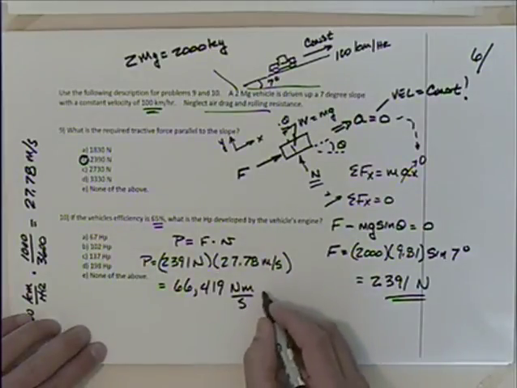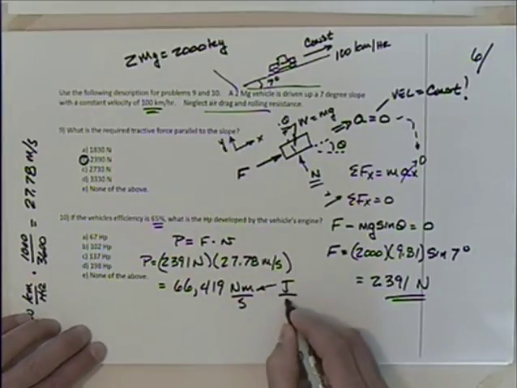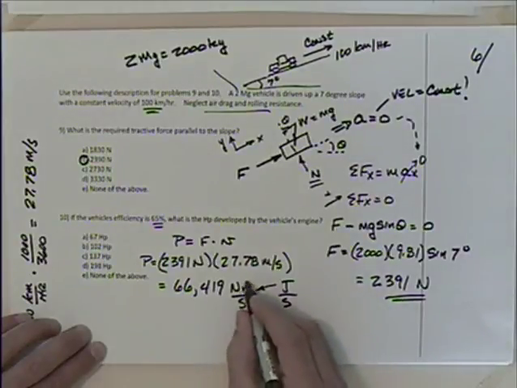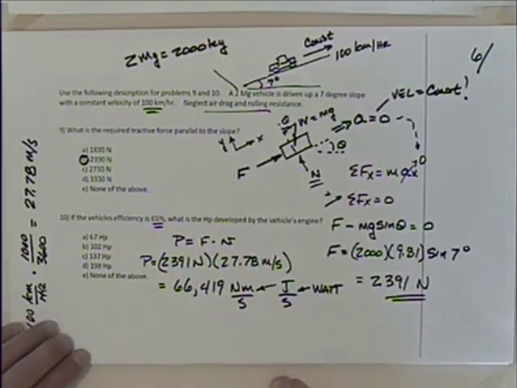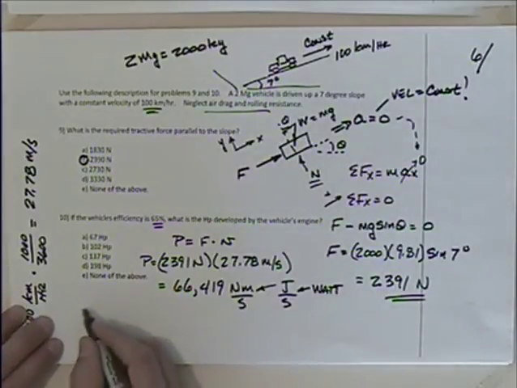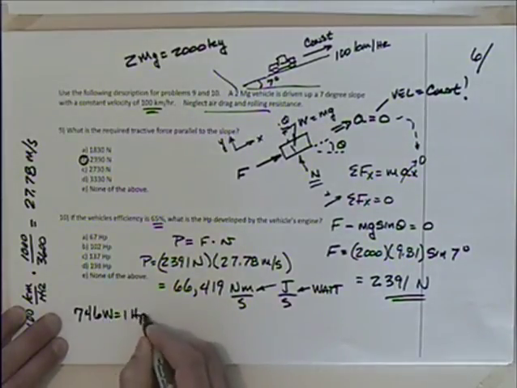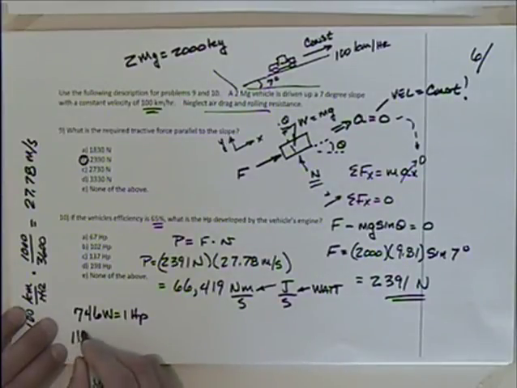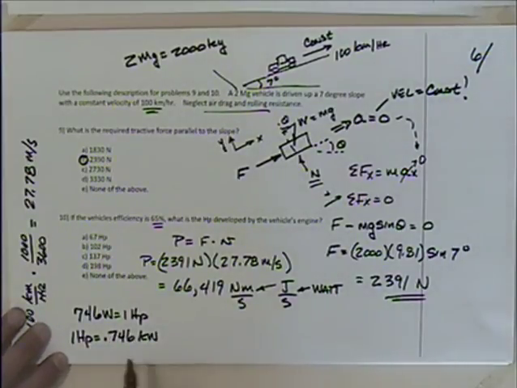Now this would also be a newton meter. That's a joule per second, and a newton meter is a joule, isn't it? So this would be a watt. Okay, so we've got 66,419 watts. We know that 746 watts is equal to 1 horsepower, or sometimes horsepower is equal to 0.746 kilowatts, however you want to do that.